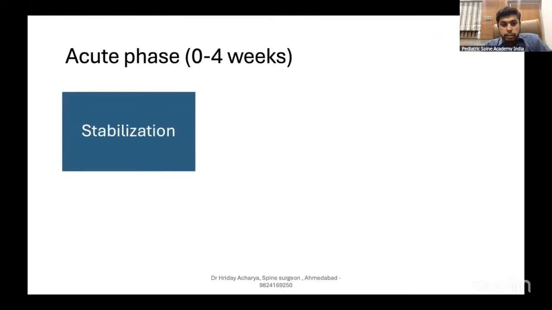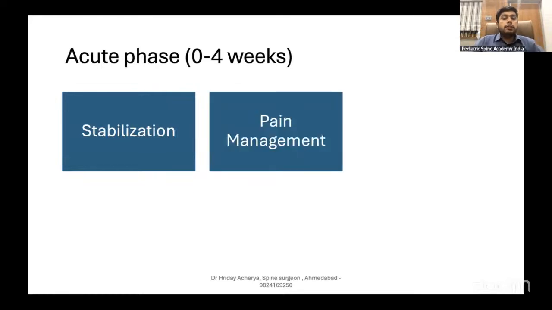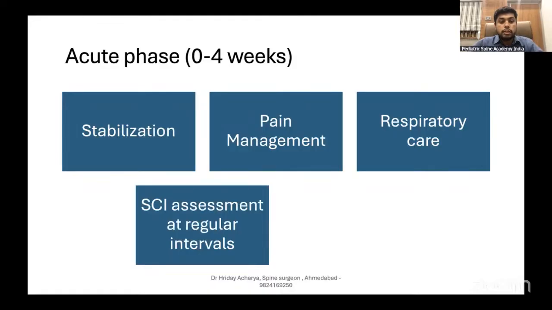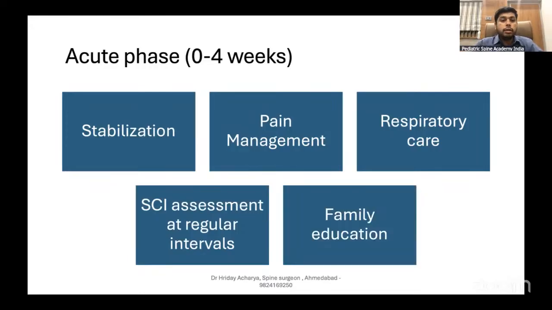In acute phase, first is stabilizing the spine, pain management in terms of analgesics, respiratory care. So patients with cervical spine injury have very high chances of deficit, death within the first 4 weeks. So respiratory care is very important in the first 4 weeks. Regular spinal cord injury assessment, which will help us in knowing the prognosis of the patient, and family education about them.